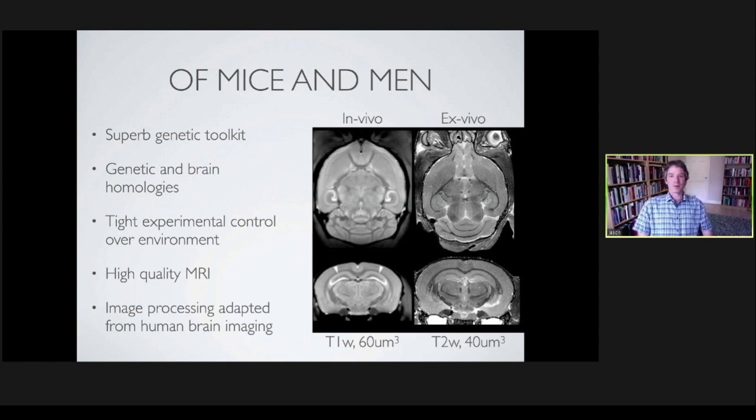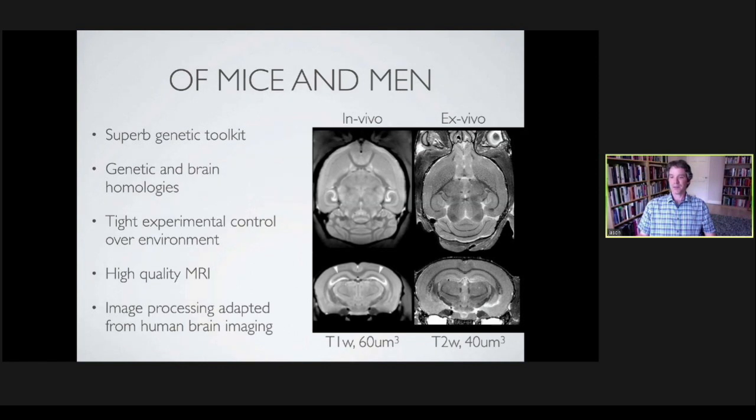And we can obtain very high quality MRI, with image processing methods adapted from human brain imaging, to give us very similar readouts. I'm showing two examples on the right. We have an in vivo manganese-enhanced T1 image at about 60 micron isotropic that can be taken in about an hour and a half, and an ex vivo gadolinium-enhanced T2-weighted image at 40 micron isotropic, which is taken overnight in this case. For those not too familiar with the mouse, the cortex is lissencephalic in this axial slice and in this coronal slice.